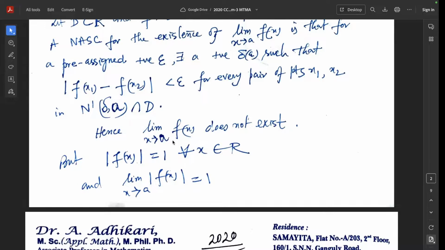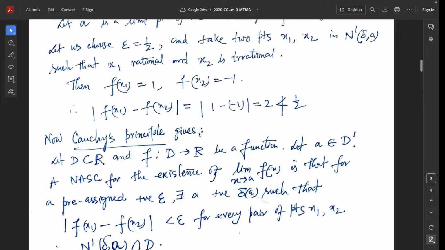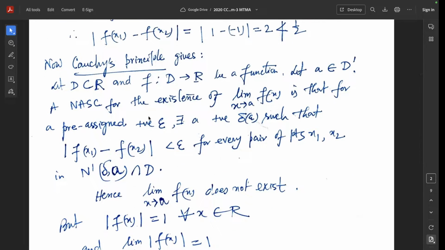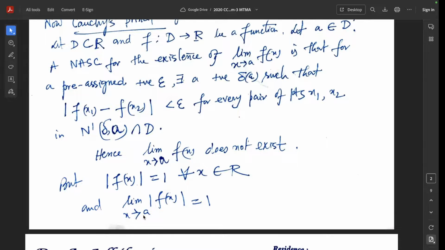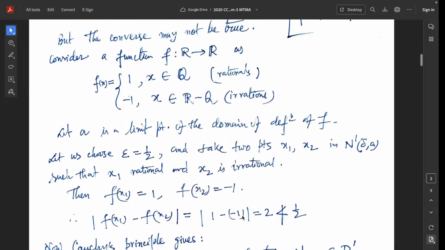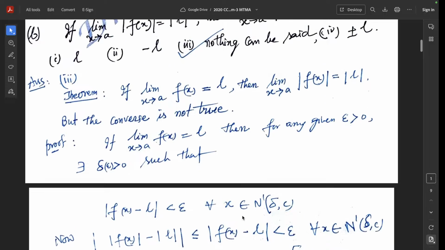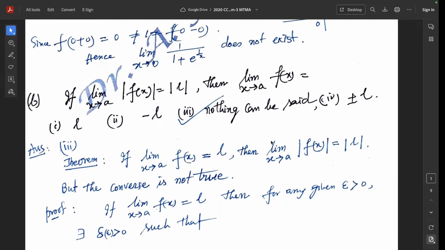Hence, the limit of f(x) as x extends does not exist. But mod of f(x) equals 1 for all x belonging to R, and we can easily get the limit of mod of f(x) equal to 1. So, nothing can be said from this definition.